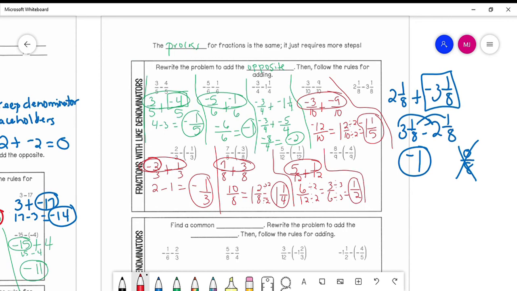Alright, last one and out of room, so I'm going to write it over here, okay? Keep the first number. Add the opposite. Denominators are the same. Focus on the numerators. If the signs are different, find the difference.